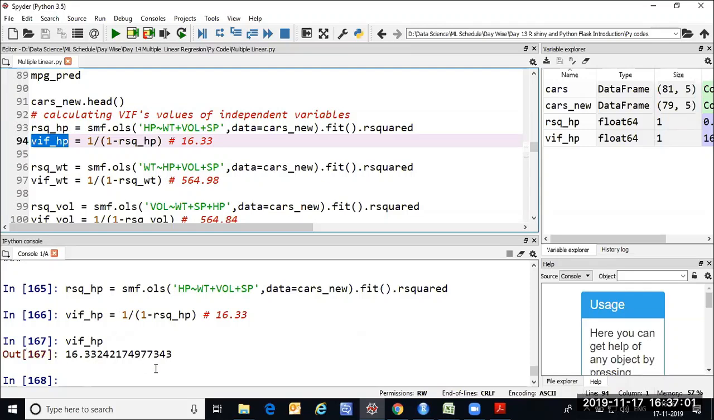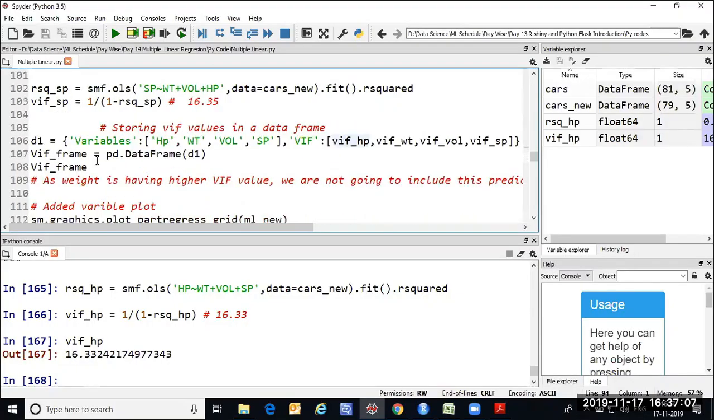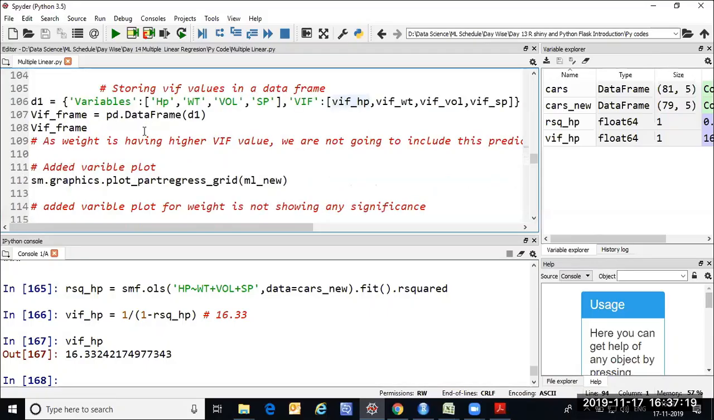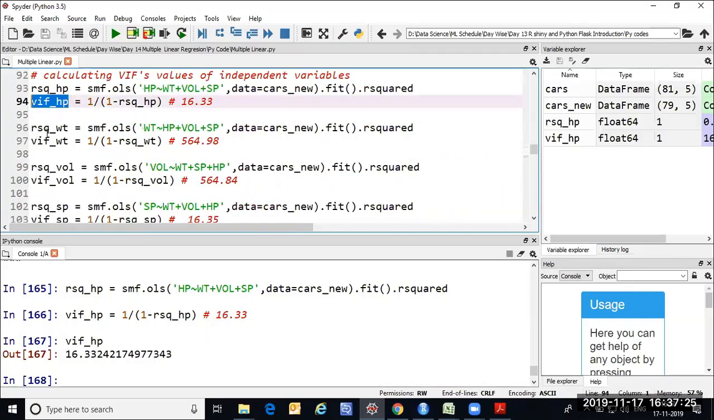16, right? So you need to check for all the independent variables, to understand which one is actually having the highest influence, to check for collinearity, right? Then VIF plots. Sorry, this is a data frame. Let me just run this.